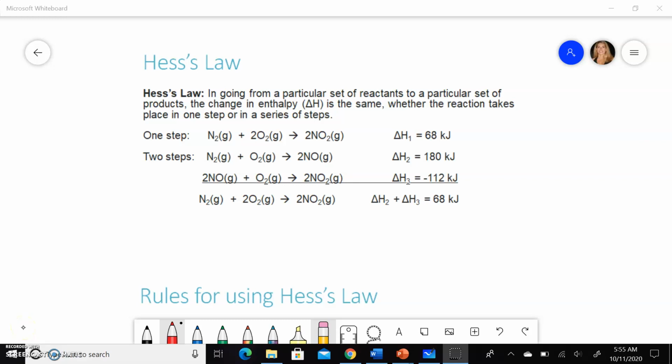This next section of chapter 6 is all about Hess's Law. So first we're going to talk about what it is, and then I'll show you how to use it to solve a problem.